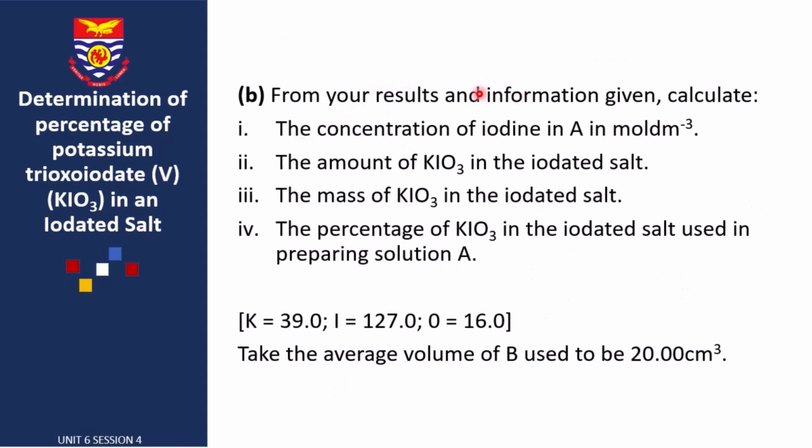We have to find the concentration of iodine in A, that is solution A, in mol per dm cubed. We have to find the amount of the potassium iodate, and then the mass of potassium iodate, and the percentage. Okay, we've been given the average volume of B to be 20.00 cubic centimeters. Let's make progress.